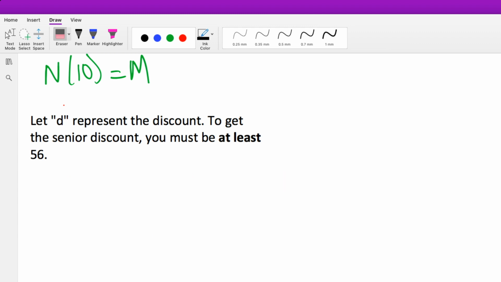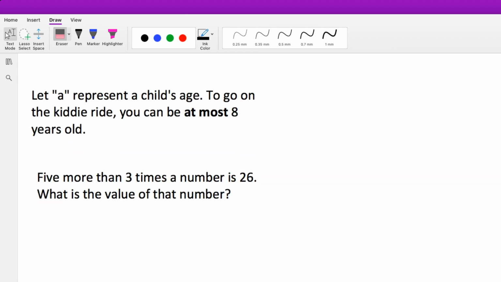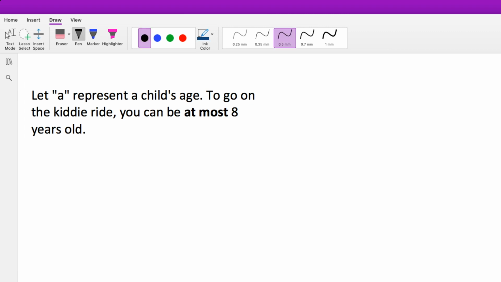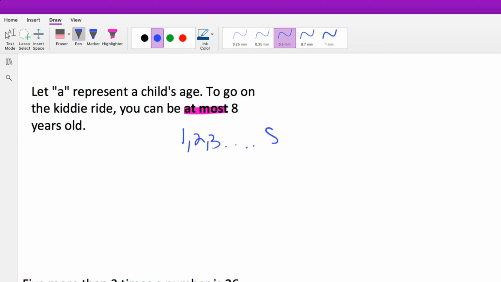All right, now let's move on to the next problem. And I should move this down. Okay. Let A represent a child's age. To go on the kiddie ride, you can be at most 8 years old. So we can be at the most. What does that mean? To be on the kiddie ride, we can be 1 year old, 2 years old, 3 years old, all the way up to 8.